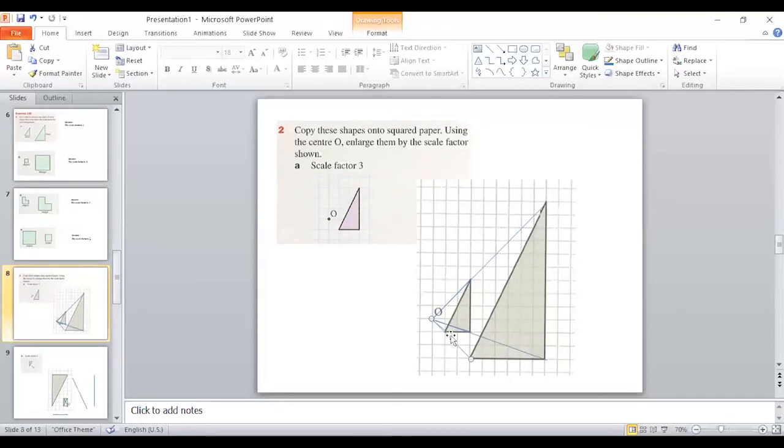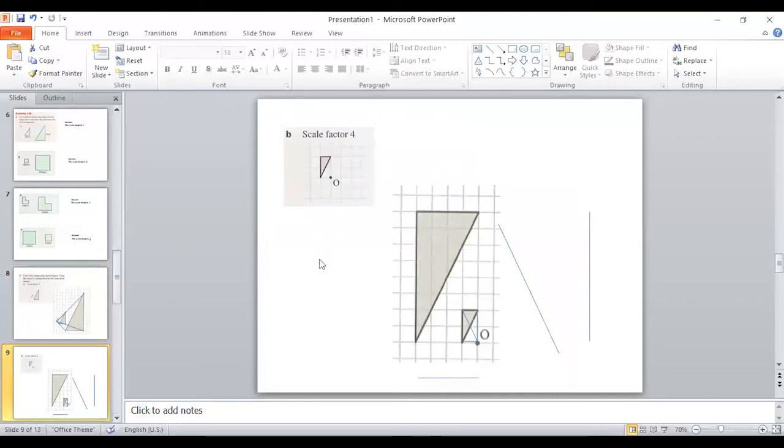Let's check together. This horizontal side is 1, 2 squares long, or 2 units long. On the other hand, the image side is 1, 2, 3, 4, 5, 6. Isn't it 3 times the object side? The same we say for the vertical side. 1, 2, 3, 4. This one will be 1, 2, 3, 4, 5, 6, 7, 8, 9, 10, 11, and it is 12. So it is 12 square shapes long.